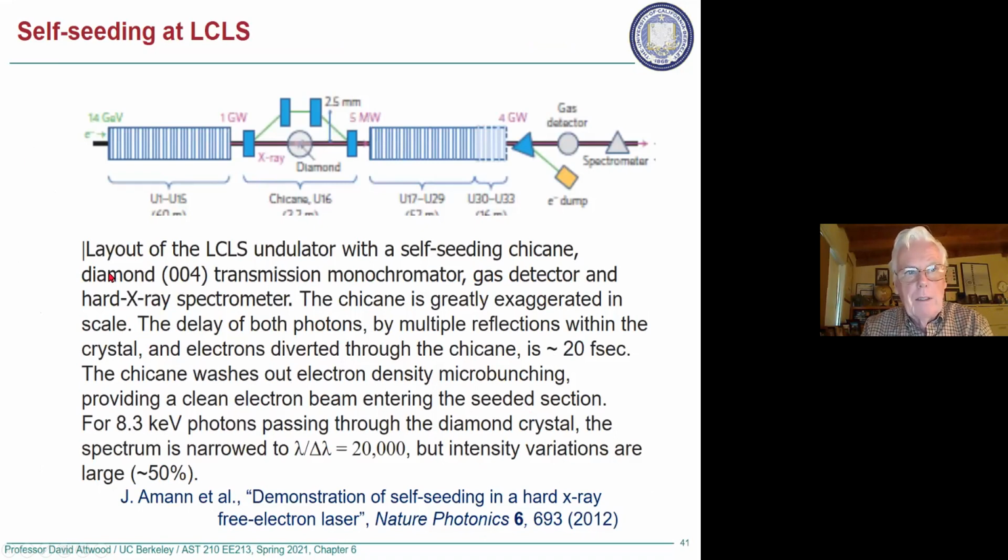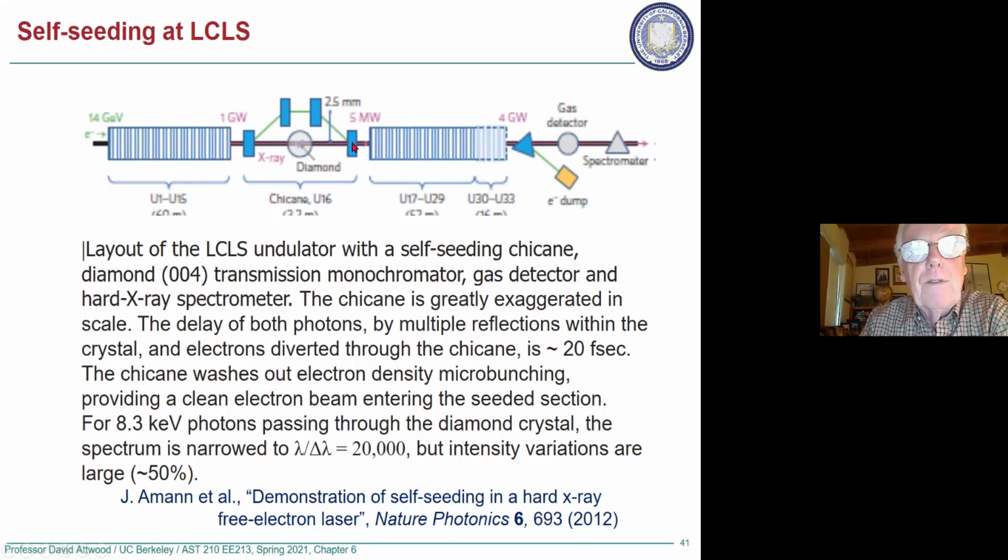So this is about the diamond. It's a transmission monochromator. That's what they've shown here, okay? And they're showing how many undulator sections. The first 15 went in and they got to a power of 1 gigawatt. And then they went through this thing called a chicane, okay? These are magnetic fields to deflect the electrons, but the photons still go, okay? And this comes back here.